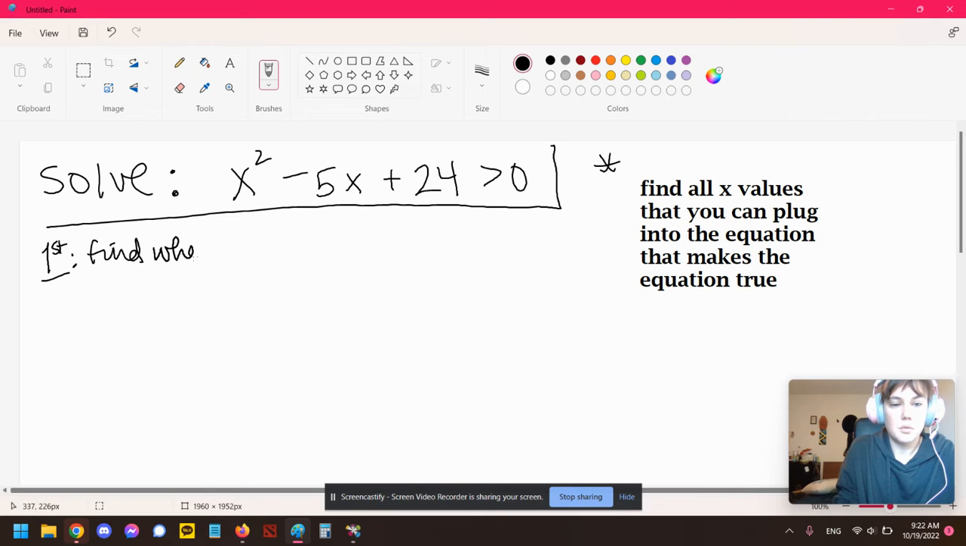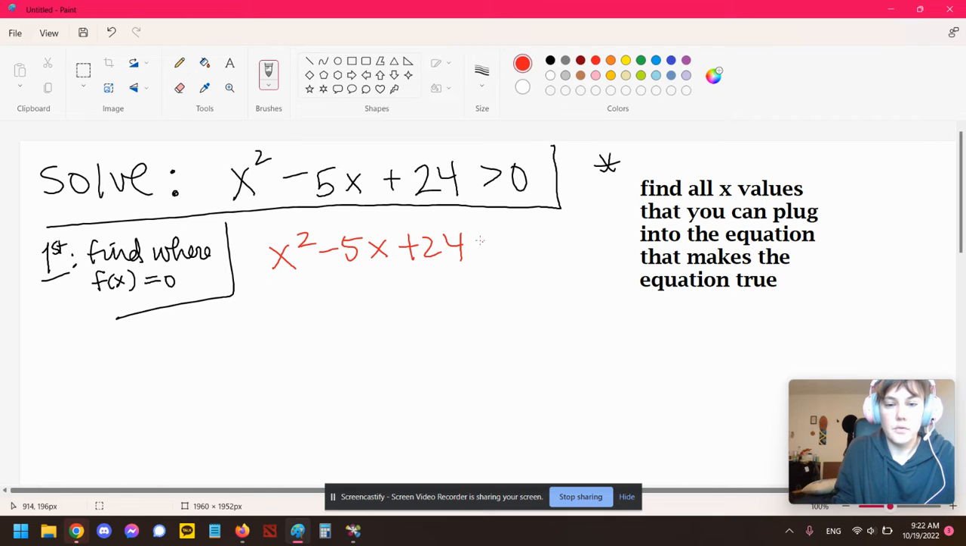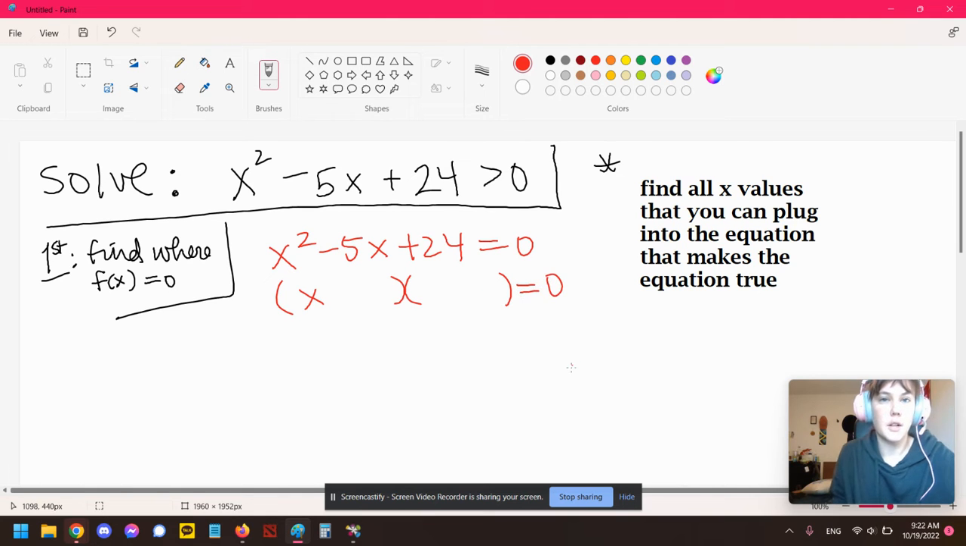Find where the function actually equals 0. So to do that, I copy down my function, I set it equal to 0, and then I can do a bunch of stuff. I can factor, I can use the quadratic equation, I can set it equal to vertex form, and then solve for x. Here, I am going to choose to factor.